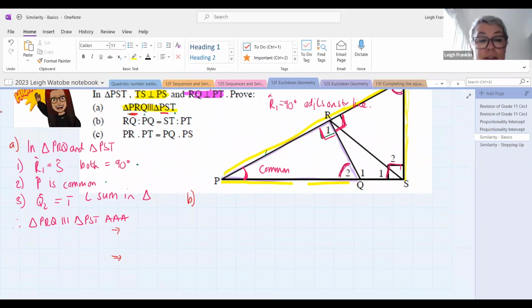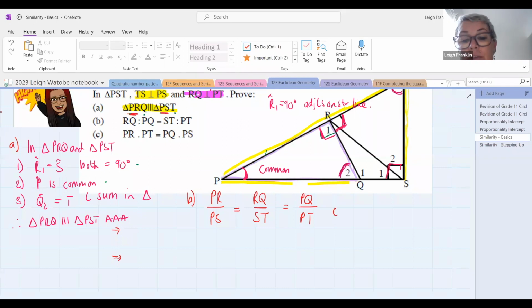So this is what we write. PR, first two over first two. So PR over PS is equal to second two over second two. So RQ over the second two are ST equals first and last PQ over first and last PT. And our reason for this is corresponding sides are in proportion if triangles are similar.